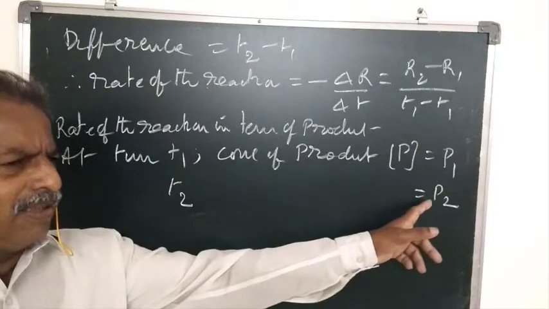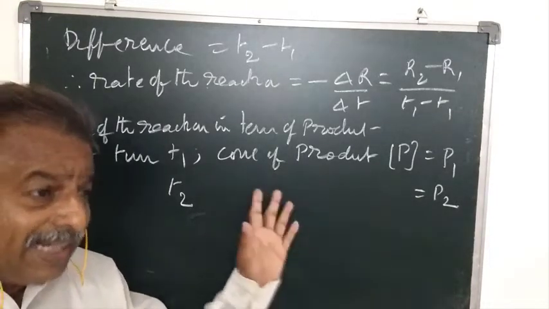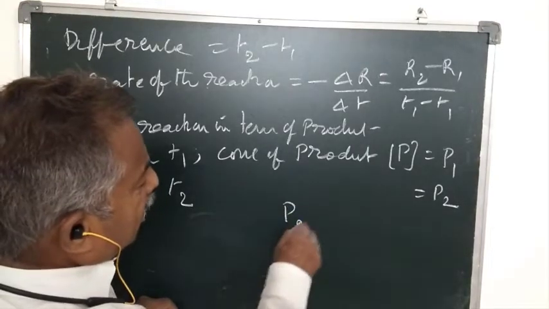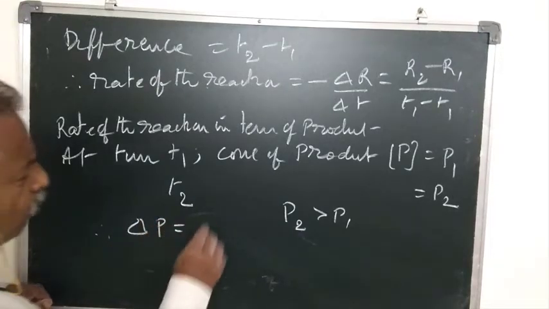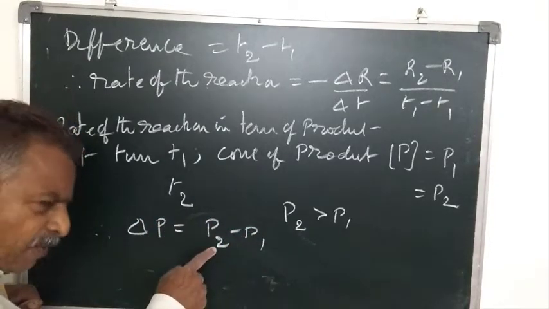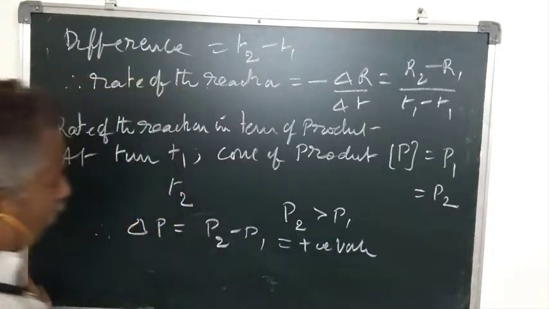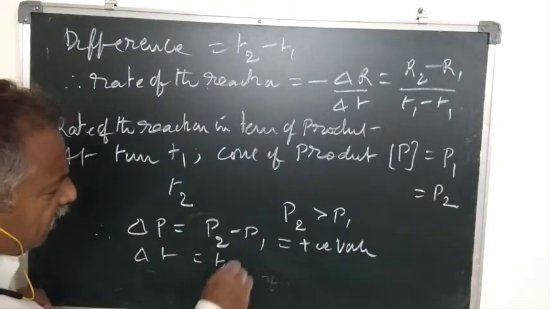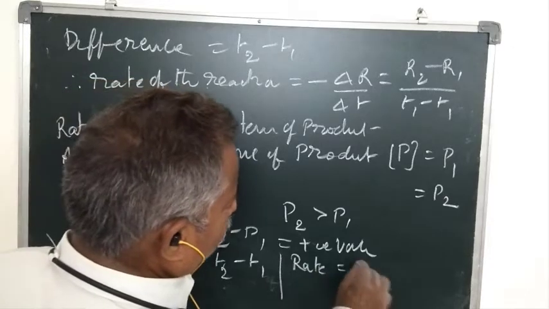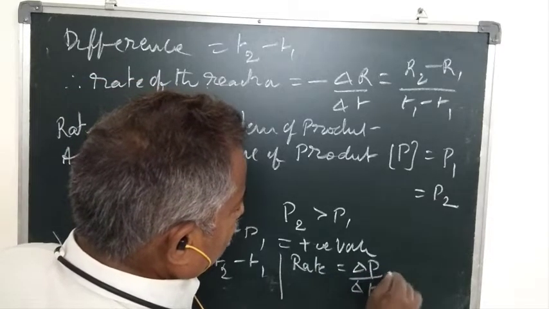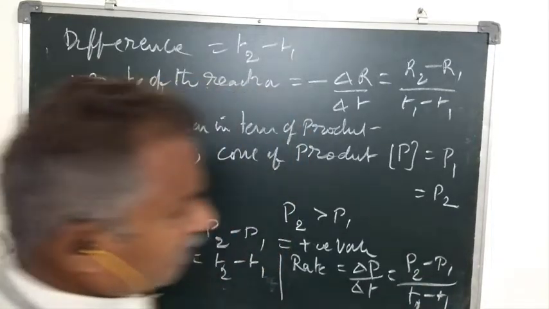Keep this point in mind. As the reaction is going on, the concentration of the product increases. Therefore, the P2 is greater than P1. Therefore, delta P is equal to P2 minus P1. Since P2 is greater than P1, this is positive value. Okay, delta T equal to T2 minus T1. Now, rate equal to delta P by delta T is equal to P2 minus P1 by T2 minus T1.